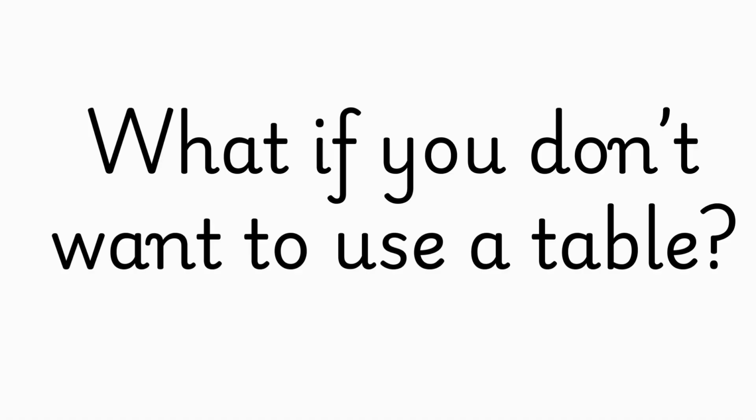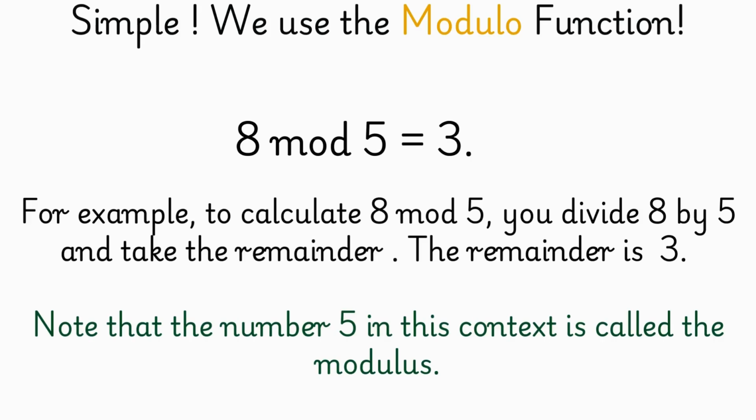So in this section, we'll look at what to do if you don't want to use a lookup table, especially if you have a large body of text. Interestingly, there's a simple mathematical function that helps us to achieve Caesar cipher without using a lookup table. And that is through the use of the modulo function.